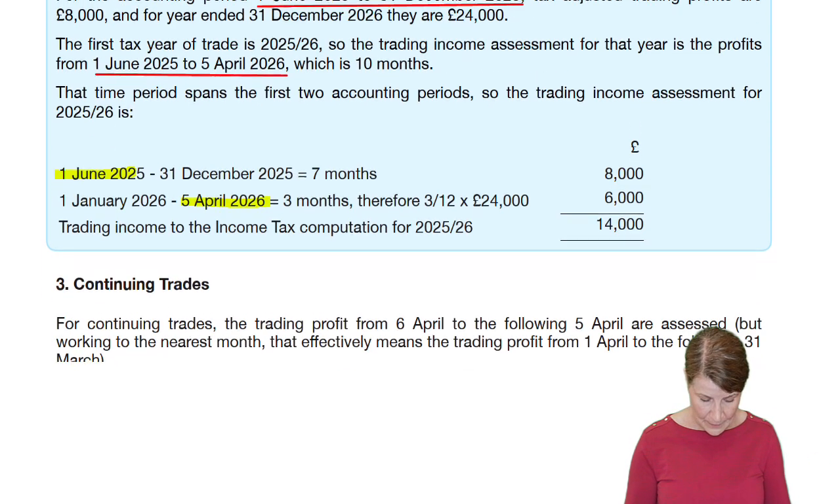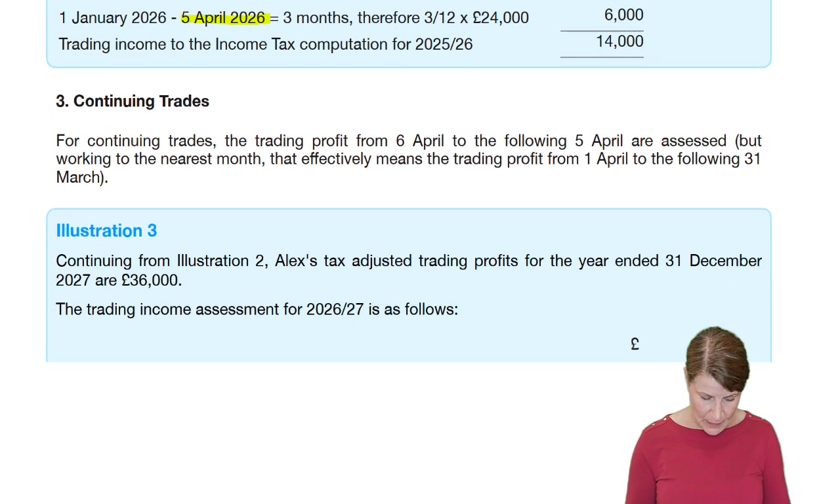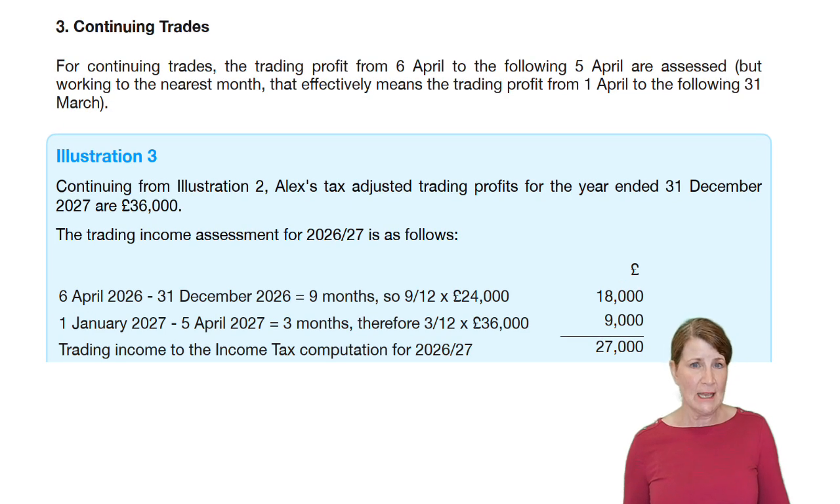So let's have a look at continuing trades. So for continuing trades, we simply take the profits that have arisen in the tax year. So we take the profits that have arisen from the 6th of April in one year to the 5th of April into the next year. Once again, work to the nearest month. It's effectively the 1st of April to the 31st of March.